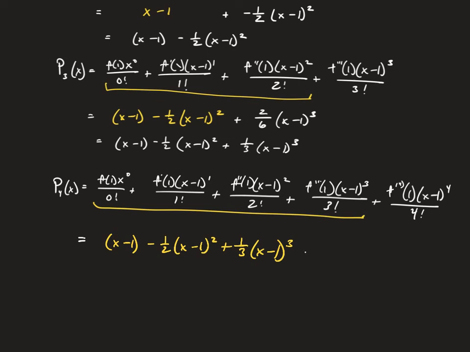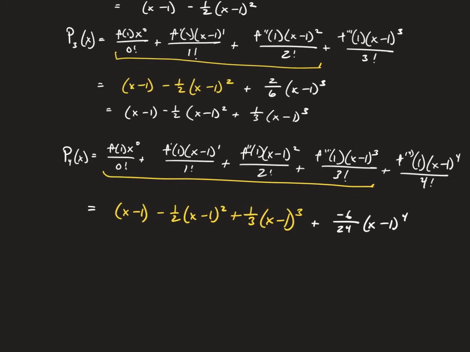So let's see here. Plus, the 4th derivative was defined as that was negative 6. So we got negative 6 over 4 factorial. And 4 factorial, let's see here, 4 times 3 is 12, times 2 is 24, times 1, of course, is 24. And then we got x minus 1 to the 4th power.